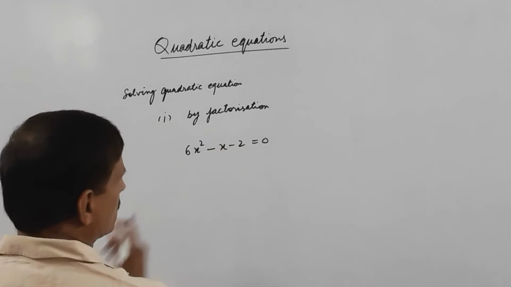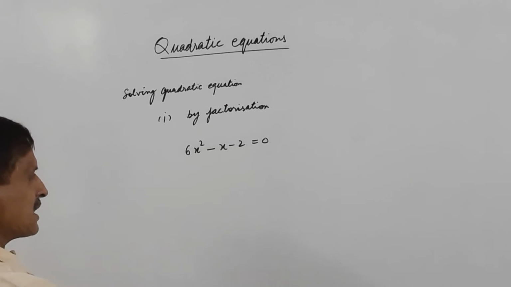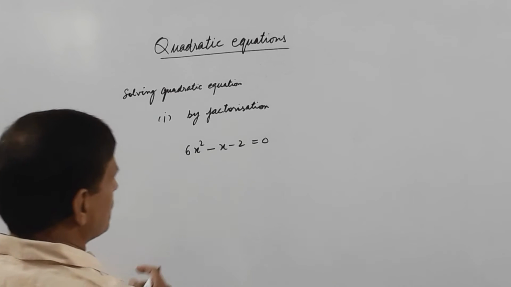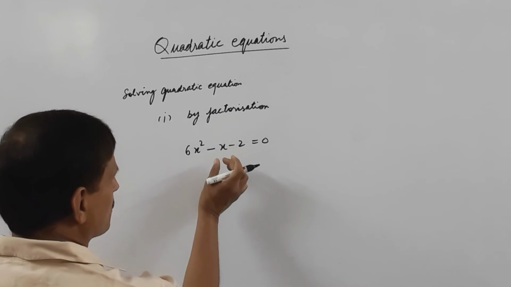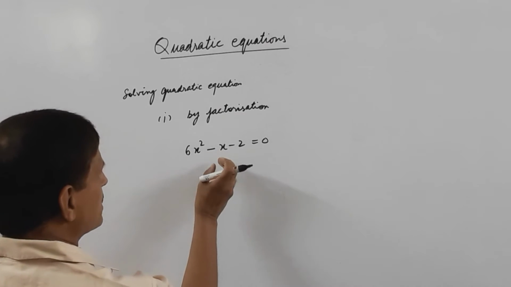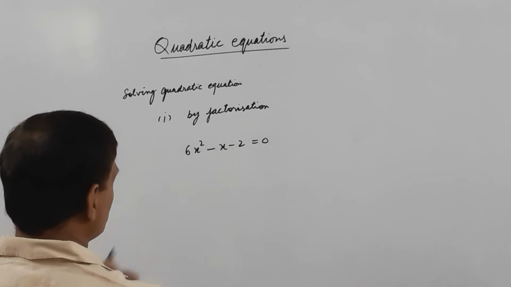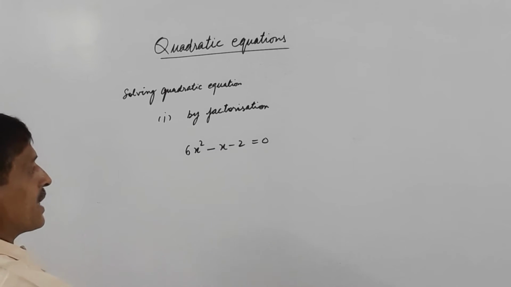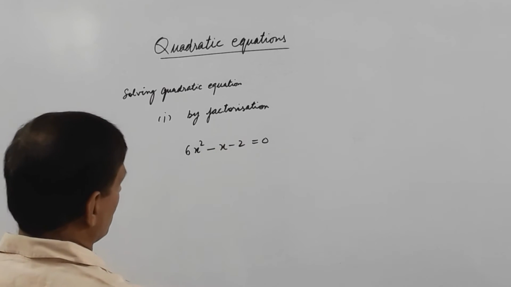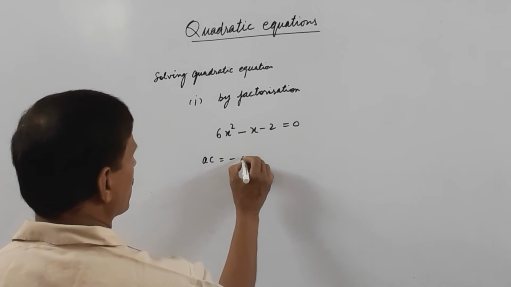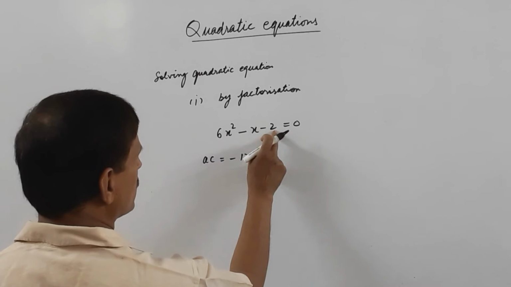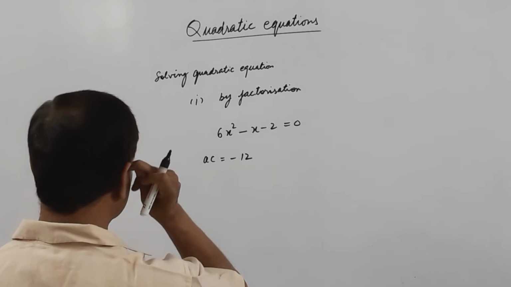Then we split the middle term in such a way that the sum of the two parts is minus 1 and product is equal to minus 12. Here AC is equal to minus 12. 6 times 2 is 12, negative sign is there, so minus 12.